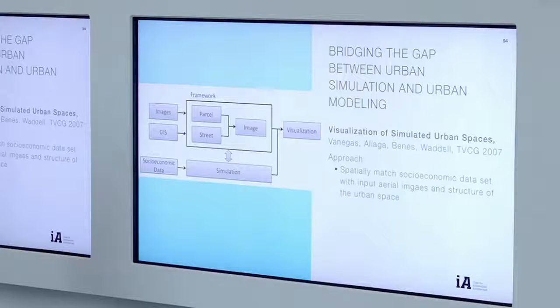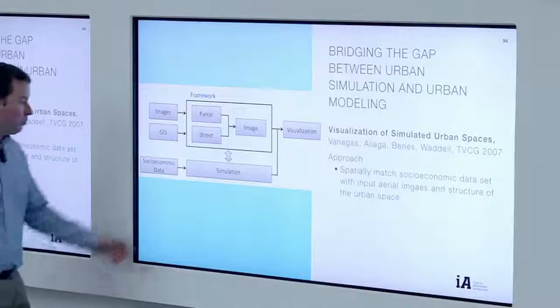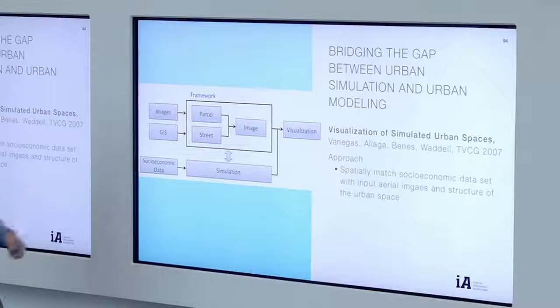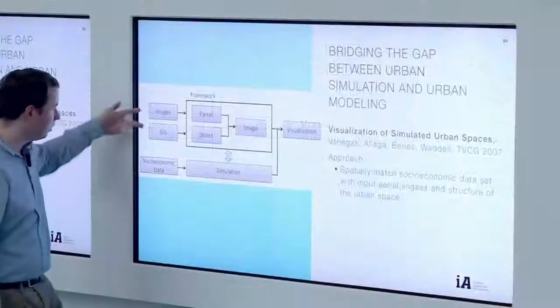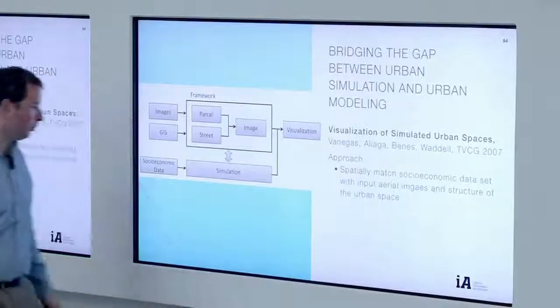Okay. And how does this happen? This was one of the first attempts to really couple visualization with this abstract modeling, this abstract simulation, where you had the lower one for the urban simulation combined with the upper one for the urban modeling.